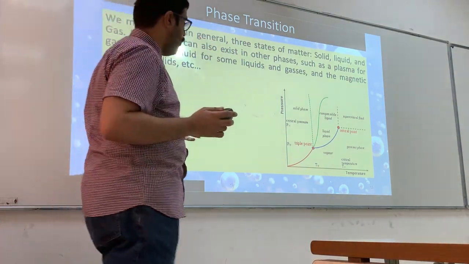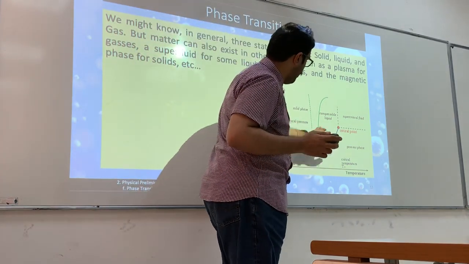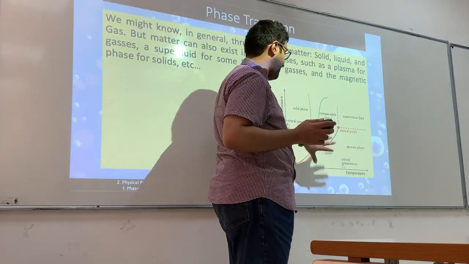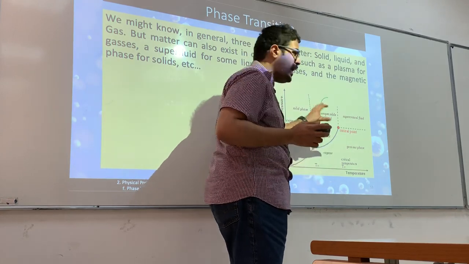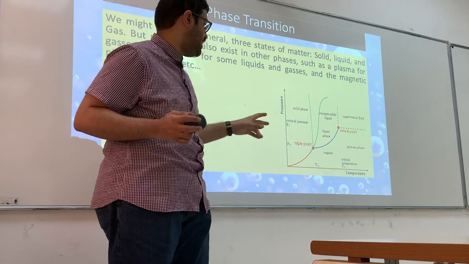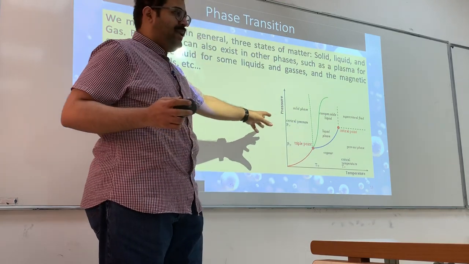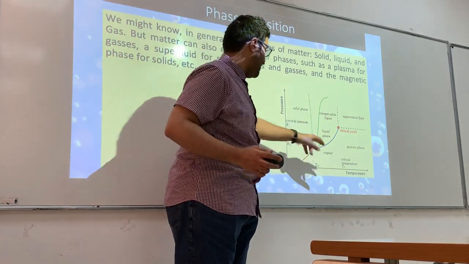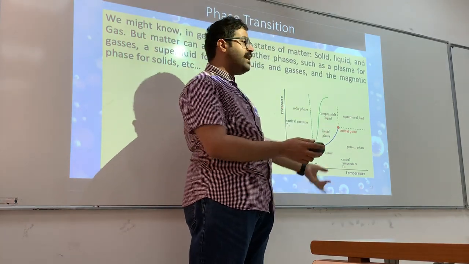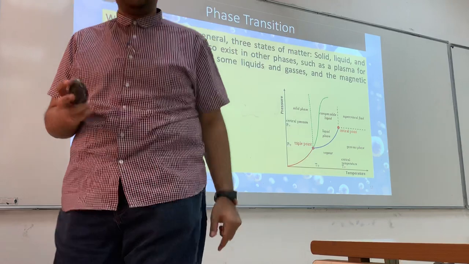We can also see water under different pressures. If you look at this diagram, this is the diagram for water. If you look at this diagram, you can understand where the phases of matter can exist. For some matter, for example iron, if we change the pressure and temperature, we can see magnetic phenomena, especially when we decrease the temperature.